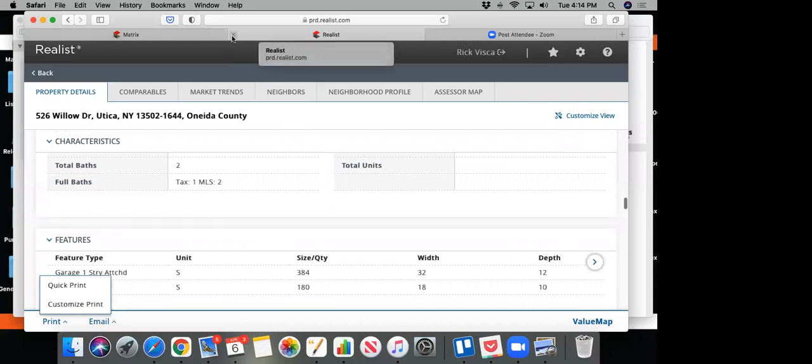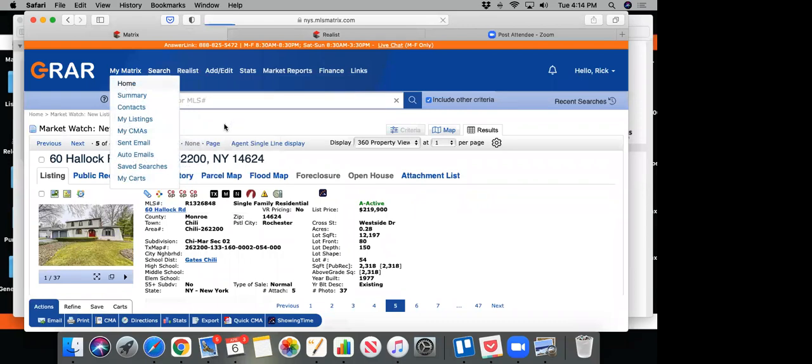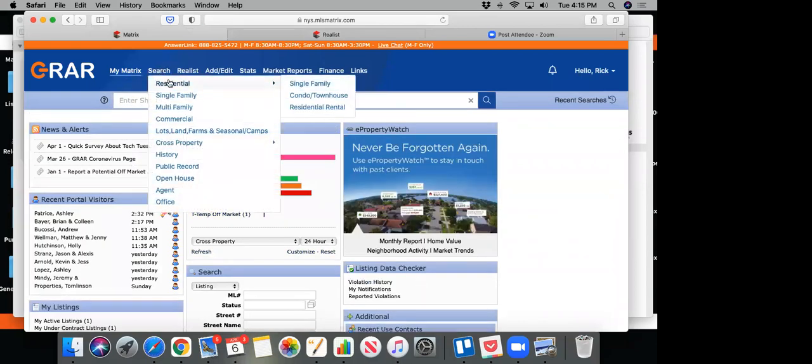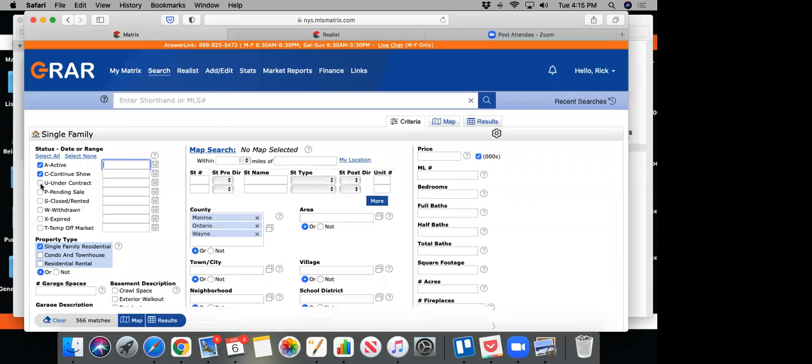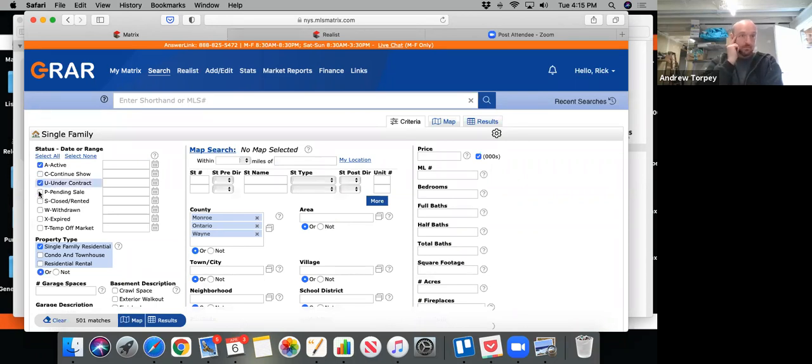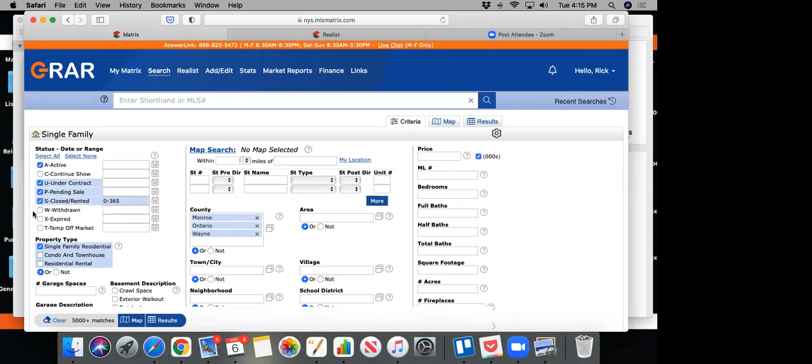So once you have that, then you want to go into your matrix. See where it says search? If it's a single family, you open up single family. And what I do is I go over to this section and I do actives, contract, pending, and sold. Depending upon how many comparables I get, if I don't get enough sold, I'll up this. So if there's not enough in a year, I'll do 2 years. Type in your town or city.